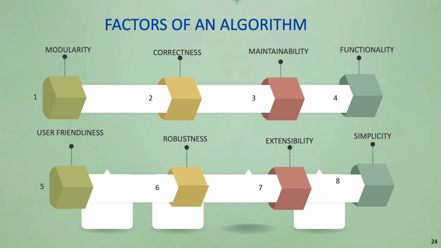Now, let us see some of the factors of an algorithm. One is modularity. Whenever we are given a problem, the first step we do is try to decompose the problem into sub-problems or modules. So, modularity is one of the important aspects expected out of an algorithm. Only if we break down the problem into several modules will it be easy for the developer to analyze it further. Module wise, the developer will be analyzing what input should be given to every module and what the expected output from every module should be.